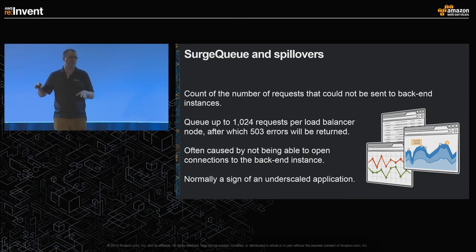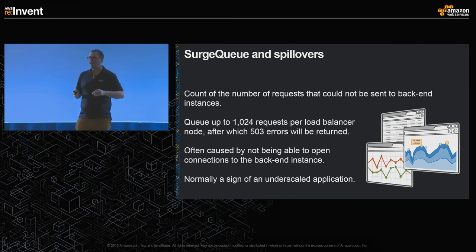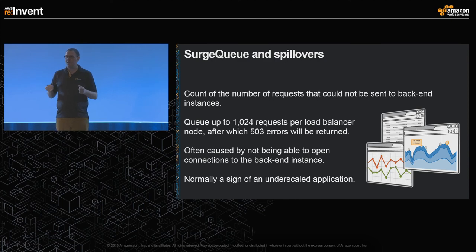But both of these metrics, they're really useful to look at. They're generally a sign that your instances are underscaled, and you either need to put them on larger instance types or auto-scale to just more of them. But they're super useful to have. Great thing to configure alarms on.